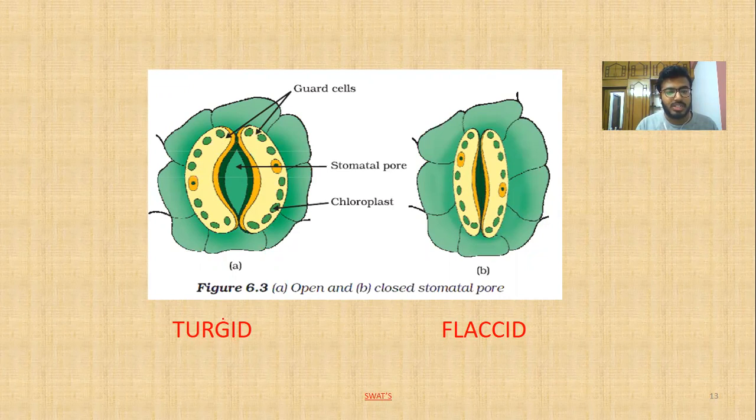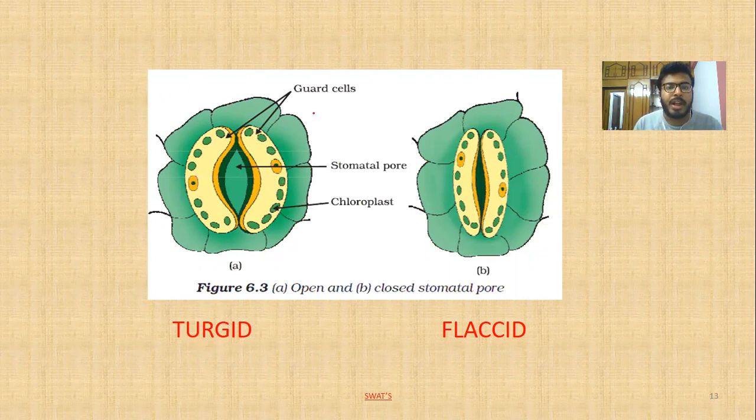When the stomata is open, that is known as what? Turgid. Okay, these are the guard cells. On the side are the guard cells. Chloroplast, you can see it. Here is a chloroplast. Then the stomatal pore. So how does this open and close? That is an important thing.